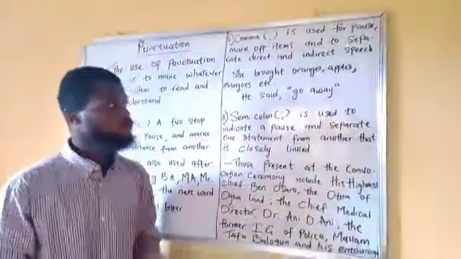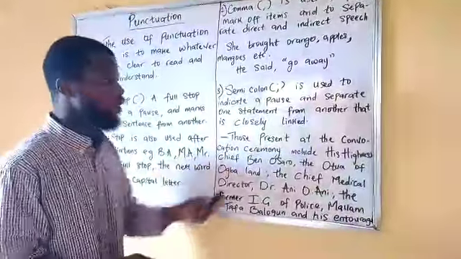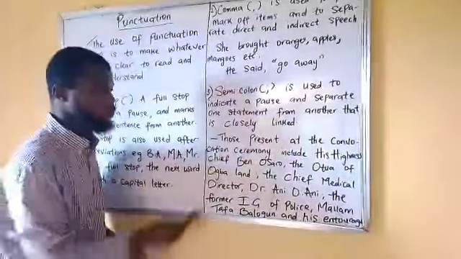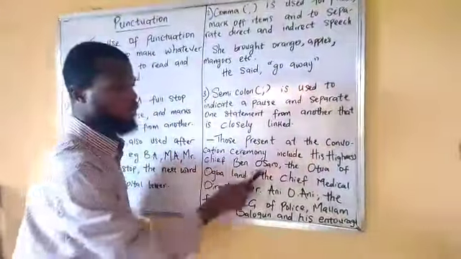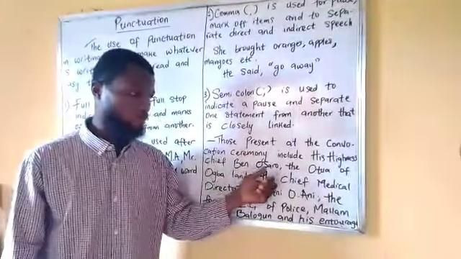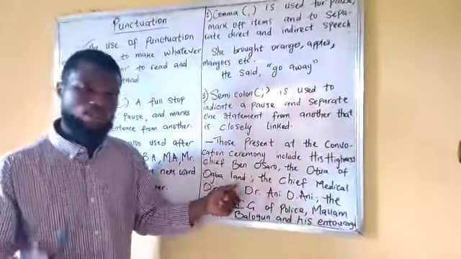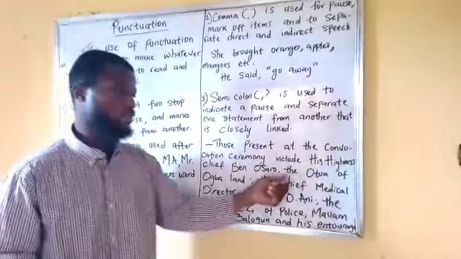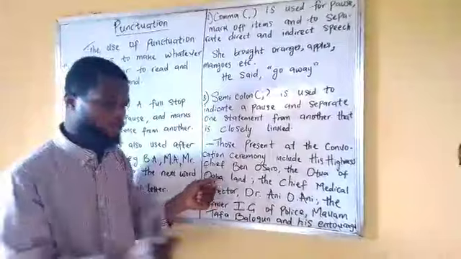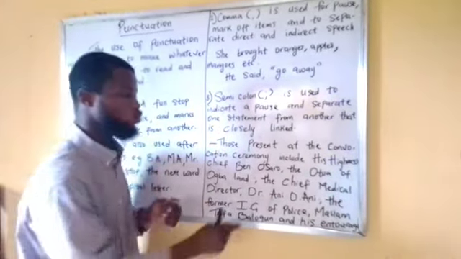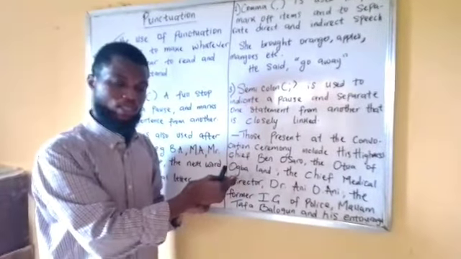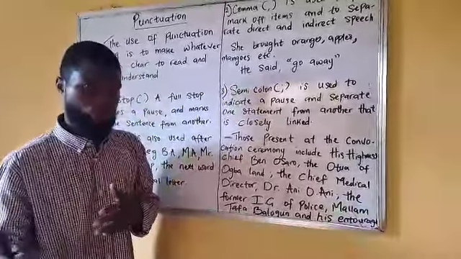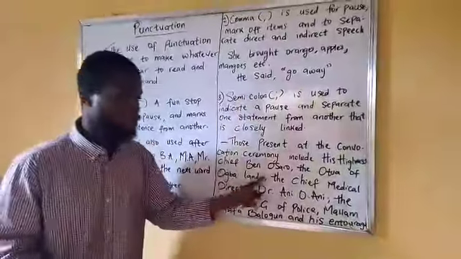Now we also have a semicolon. It is used to indicate a pause also and to separate one statement from another that is closely linked. Now let's take a look at this example. Those present at the convocation ceremony include His Highness Chief Ben Osaru, the Otua of Ogbaland. Here it is telling us that His Highness Chief Ben Osaru is also the same person as the Otua of Ogbaland. Now, seeing that we have used a comma here, we cannot use another comma. Do you understand that? So we are using a semicolon because we are still mentioning other people. Since the sentence is not done yet, we cannot add a full stop.